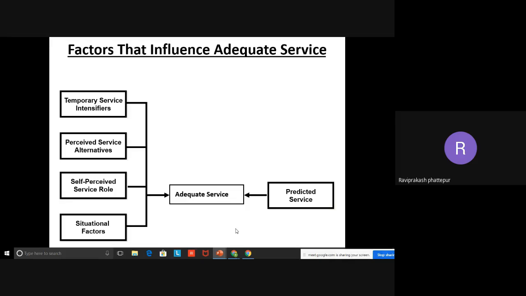Or if you are not having any alternatives, you have to wait to get the food, because that is the only thing that is available to you. There are no alternatives. Right? So this is perceived service alternatives.